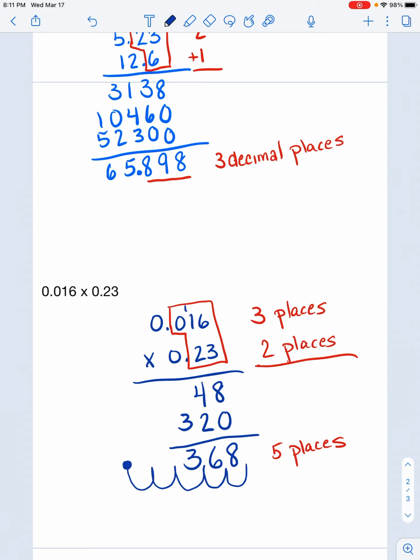Well, what am I going to do to hold those 2 decimal places? I'm going to have to put 2 zeros. Because again, I have to have 5 places. So these 2 numbers, 16 thousandths times 23 hundredths, is going to be equal to 0.00368. Okay, and that is how we multiply decimals.